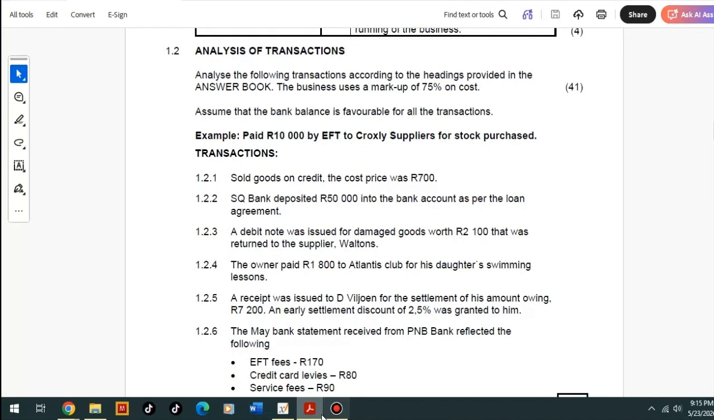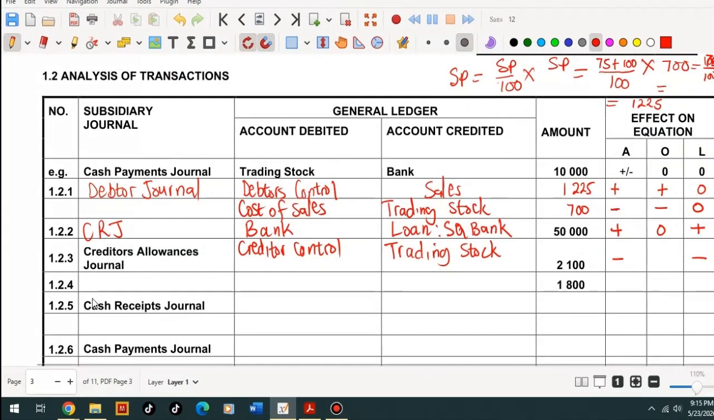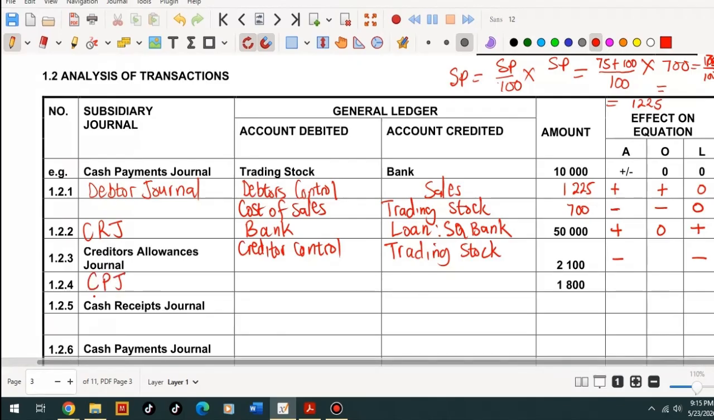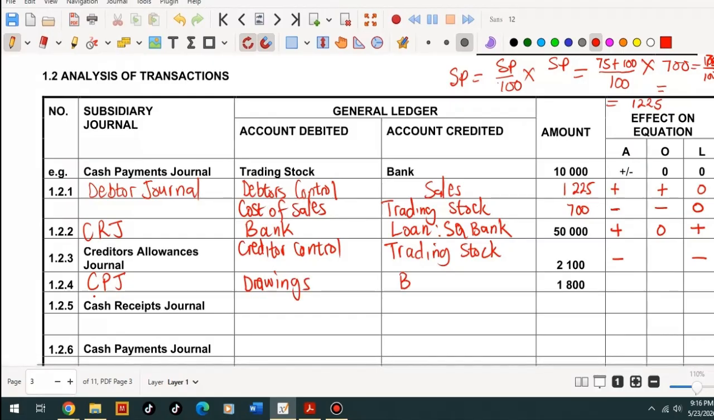So the account that is created is drawings. Which account do we use? Generally, when you use a bank account to pay for the owner's personal expense, that's the cash payment journal. So the account that is debited is drawings. The account that is credited is bank. Bank is an asset, and it decreases on the credit side.